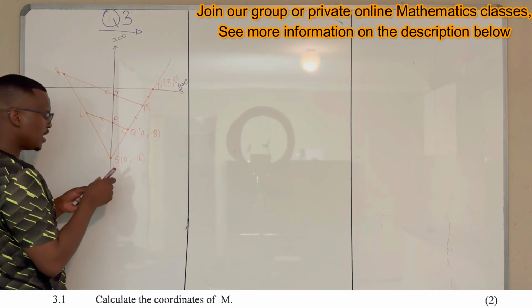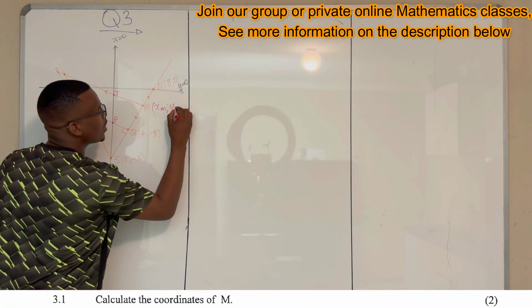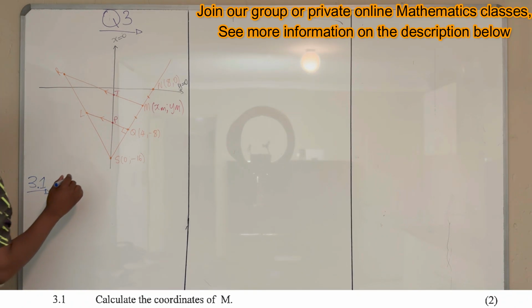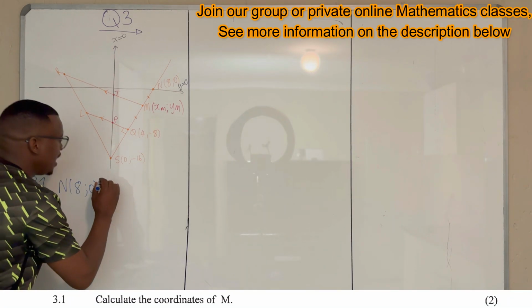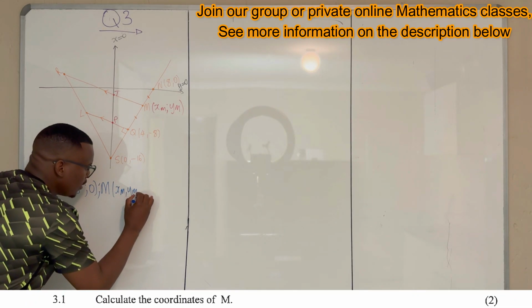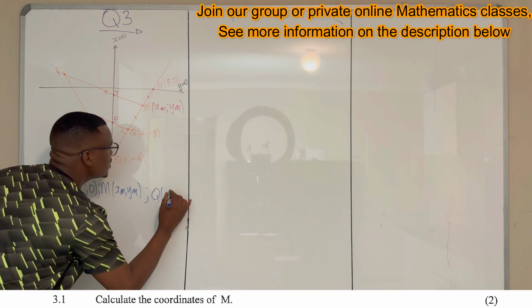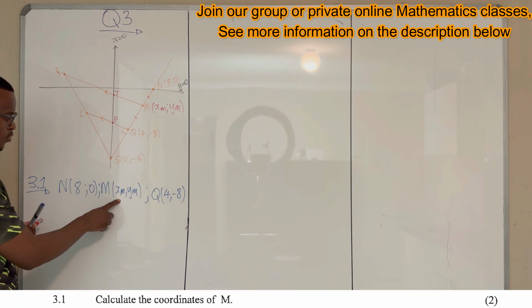So we don't have the coordinates of M. So I mentioned we have an x coordinate for M and a y coordinate for M. This is how they more or less look like, right? No problem. So we're doing 3.1. We have N, which has coordinates 8 and 0. We have M, which has unknown coordinates, the x coordinate of M and the y coordinate of M. And then we have point Q. Point Q has coordinates 4 and minus 8, right? So we want these coordinates, which is the coordinates of the midpoint.